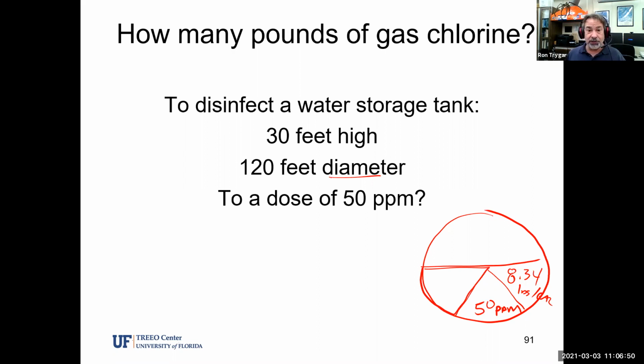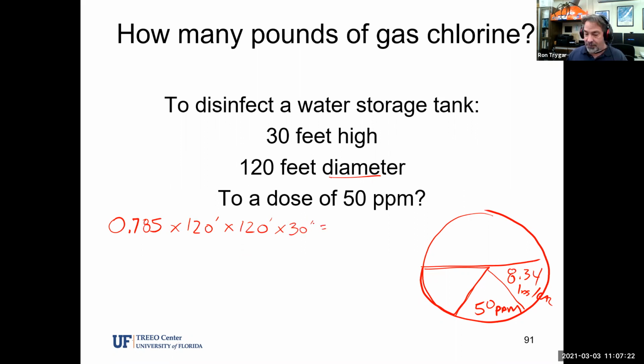So let's take a look and see how we do this. I think there's a tutorial coming up next, but we're going to work it out on the screen here. So remember that we have a diameter given, so it's a circular shape, and we need to figure out the gallons in that circular shape. So we're going to use 0.785, and I'm using that number because diameter is directly given. So I have 120 foot diameter times 120 foot diameter, and then the height of the tank is 30 feet.